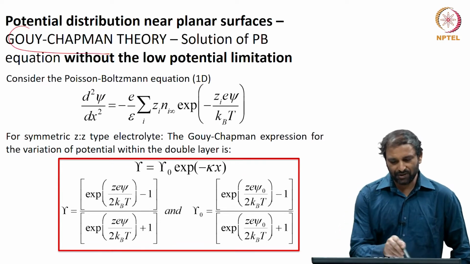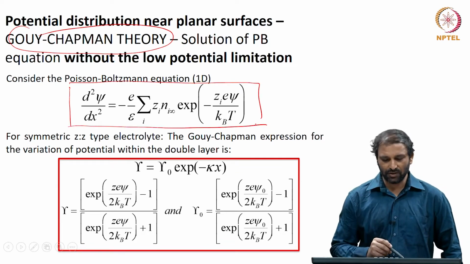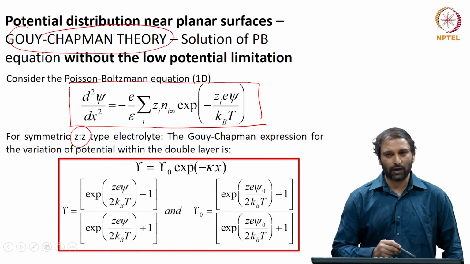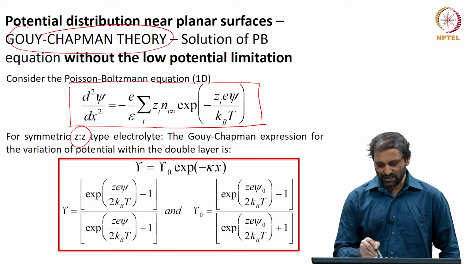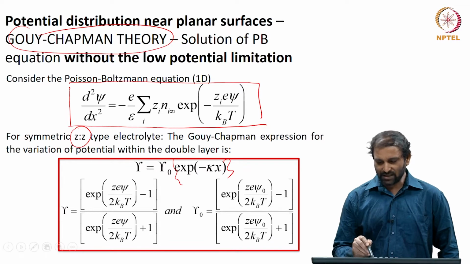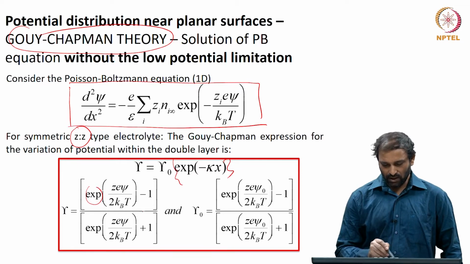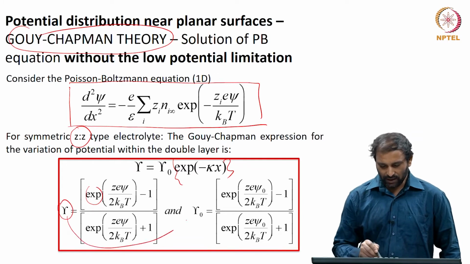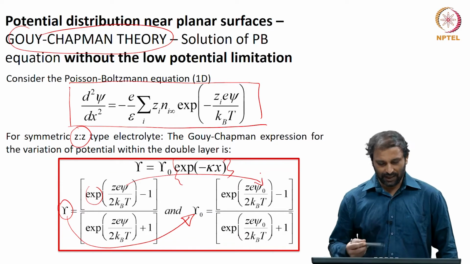what is called Gouy-Chapman theory. So, for that we will again solve the one dimensional Poisson-Boltzmann equation, and it turns out that for a Z is to Z electrolyte, the dependence of potential with separation distance is still going to be exponential and is given by gamma is equal to gamma naught exponent minus kappa x, where gamma is exponent Z e psi by 2 kBT minus 1 divided by exponent Z e psi by 2 kBT plus 1, and similarly gamma naught takes the same functional form as gamma with psi replaced by psi naught. Okay, so that is what we are going to derive in today's lecture.